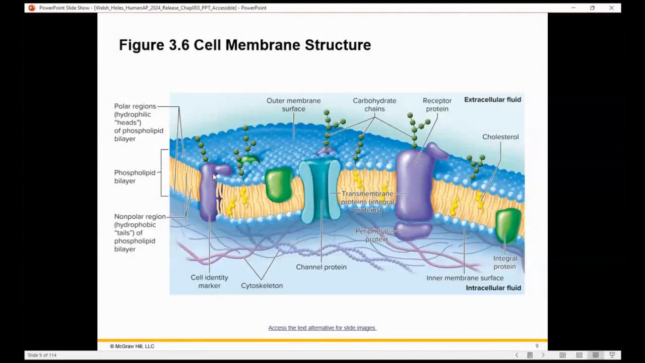Here we have a cell identity marker. Okay, this shows carbohydrate chains. They may be for identification. Here's a receptor protein. Here's a channel protein. Here's what we call integral proteins. And every here and there you see a few cholesterol molecules. Remember, it said that it stabilizes.